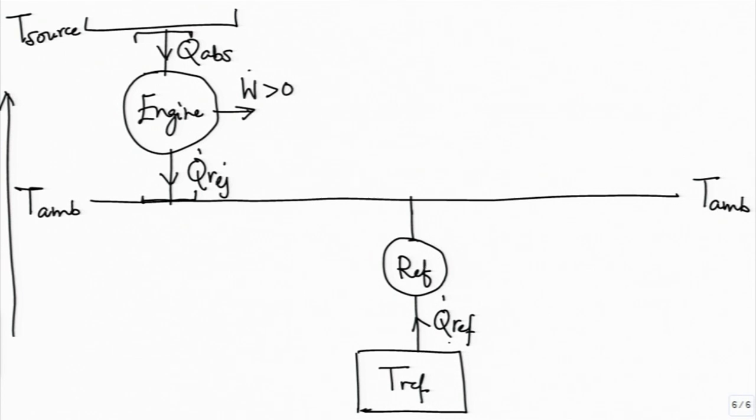So, the refrigerator will extract heat, will consume power. Look at the direction, it is the other way for this W dot, and we will reject the required amount of heat to the ambient. Obviously, if this is the refrigeration temperature, while extracting heat you will have to be at a temperature slightly below that, and the heat rejection will have to be at a temperature slightly above ambient. This is the typical schematic of a refrigeration cycle.